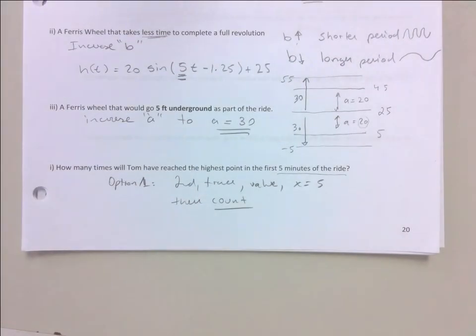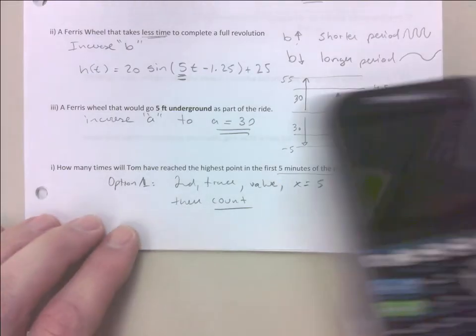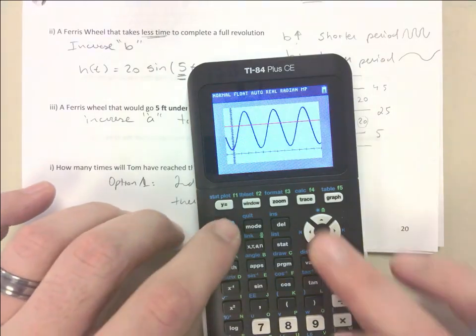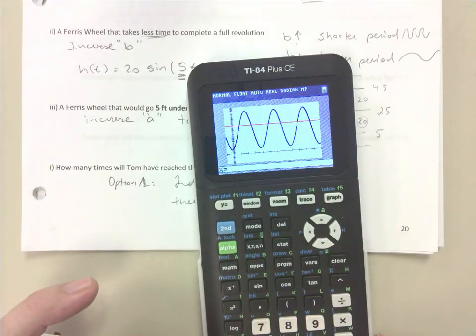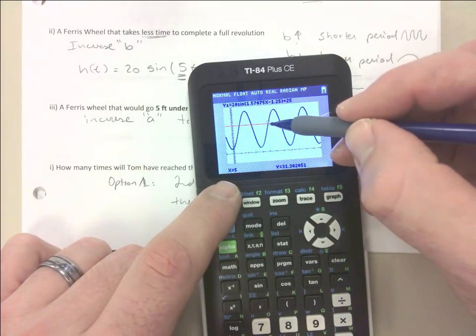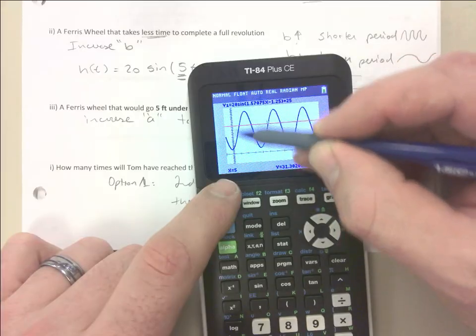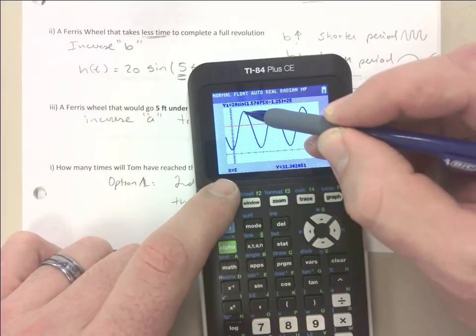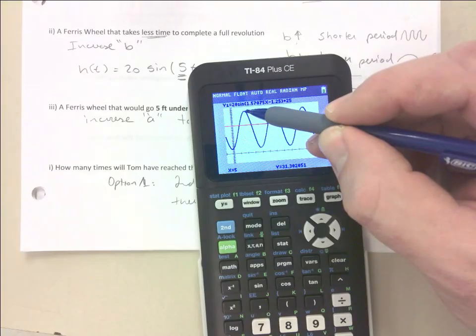But if the ride is 4 minutes, then you can only have reached the highest point once within the 5 minutes. After 5 minutes, you will only have reached it once. So let's say we go x equal to 5. You're right here. You count from the beginning till there. You only reach the highest point once.